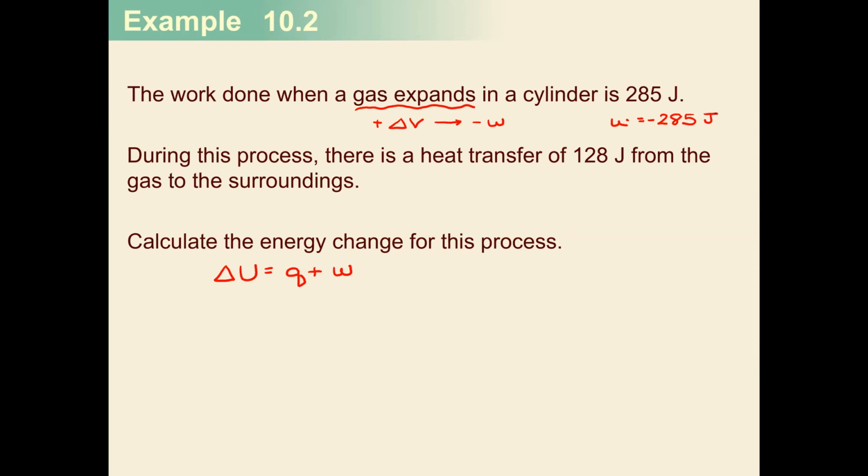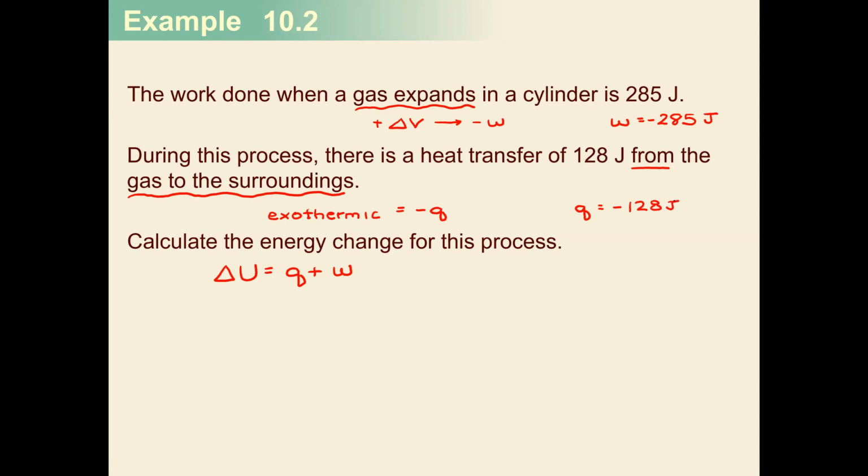So now let's take a look at our heat. It says that there is a heat transfer of 128 joules from the gas to the surroundings. So what does that mean? Well, from the gas means that we are going to have an exothermic process. Exothermic releases energy into the surroundings. So this means that our value must be negative as well. So that is going to give us a negative Q, and our Q can be expected to be negative 128 joules.